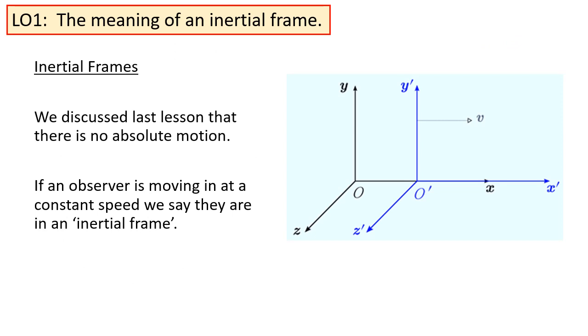In the last lesson, we discussed the idea that there is no absolute motion. Instead, an observer moving at a constant speed will feel the exact same laws of physics as an observer who is stationary. Another way of expressing this is that an observer moving at a constant speed has no experiment that they can perform to prove that they are moving. In Einstein's formulation, we say that an observer travelling at a constant speed is travelling in an inertial frame.